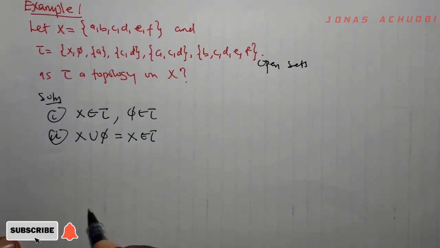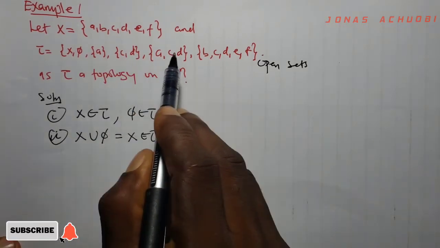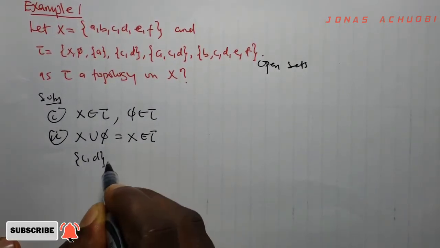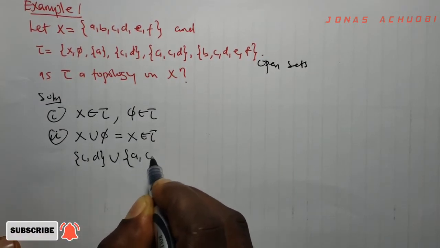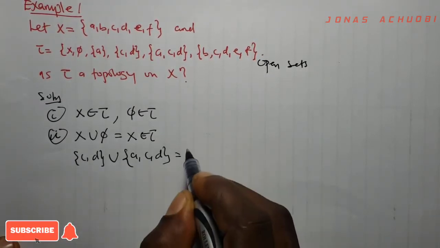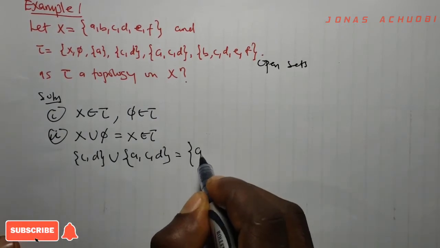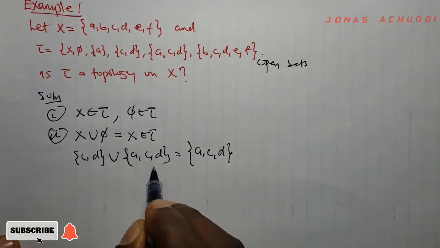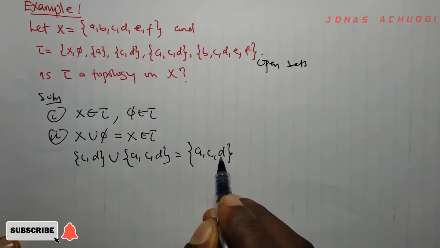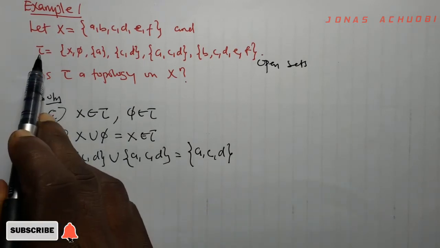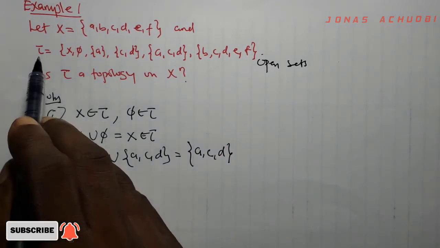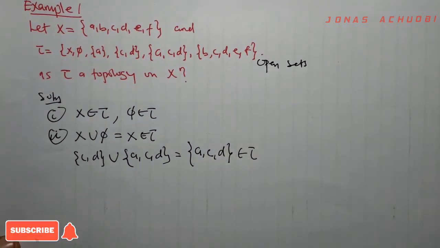Let us pick another pair, another two open sets in tau, and check again. Let us pick {C, D} and {A, C, D}. If you take the open set {C, D} union the open set {A, C, D}, what will be the union? The union will be {A, C, D}. This is the union of these two open sets. Now the result we have is {A, C, D}. We now check, is {A, C, D} a member of the collection tau? We check. {A, C, D} is here. So {A, C, D} is also an open set in tau. So {A, C, D} belongs to tau.